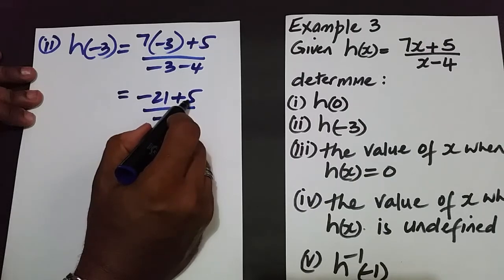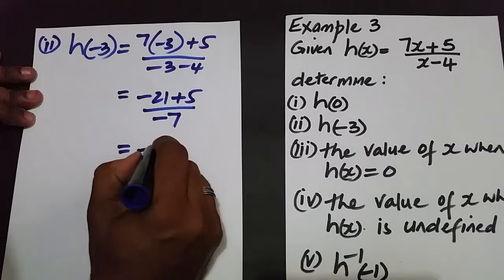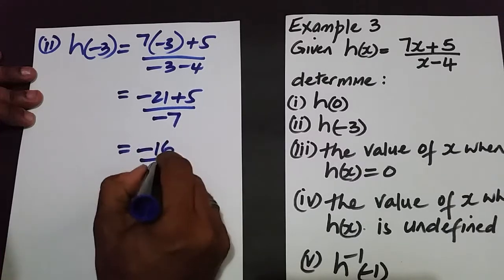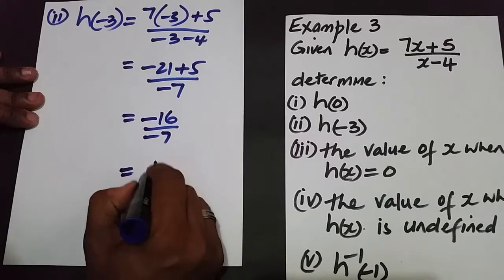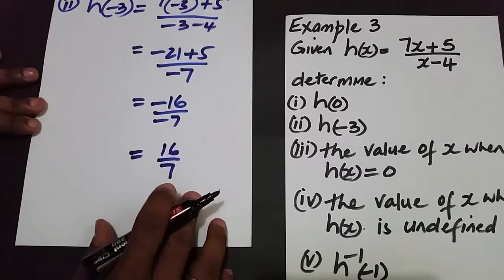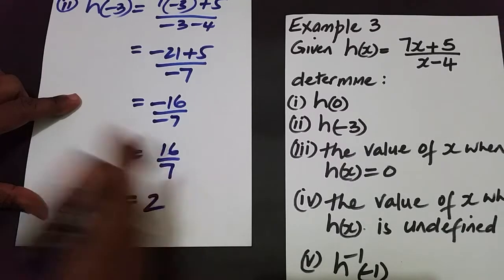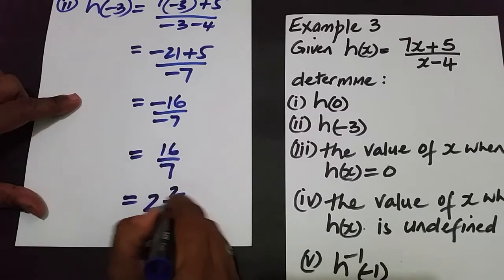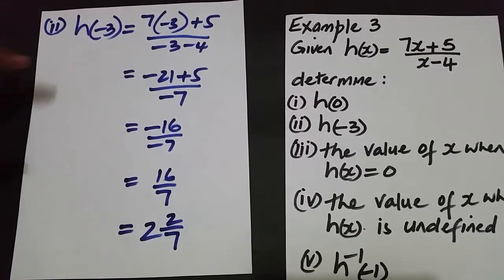If you have $5 at home and you owe somebody 21, they're going to come for it, and you're going to still owe them 16. Now, when the numerator and denominator are negative, then you have a positive fraction, and that's an improper fraction. So 7 into 16 is 2 times, and 2 over 7. So the value of h of negative 3 is 2 and 2 over 7.